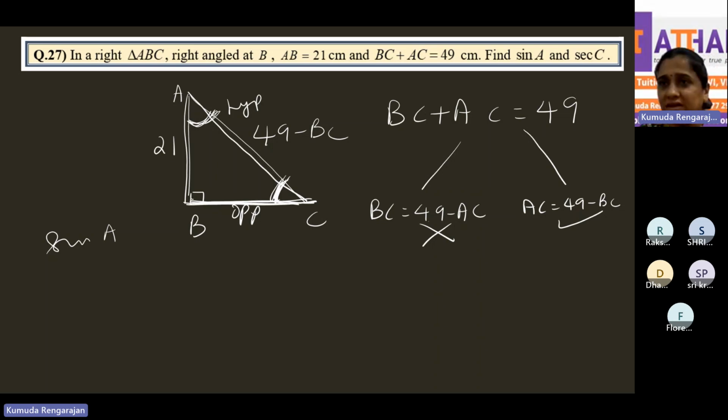See, when they say sec C, you must take the opposite side and adjacent side with respect to angle C. When they say sin A, you must take the opposite side and adjacent side with respect to angle A. So sec C is hypotenuse by adjacent. Hypotenuse is AC, adjacent is BC. For angle C, this is the adjacent side, BC.